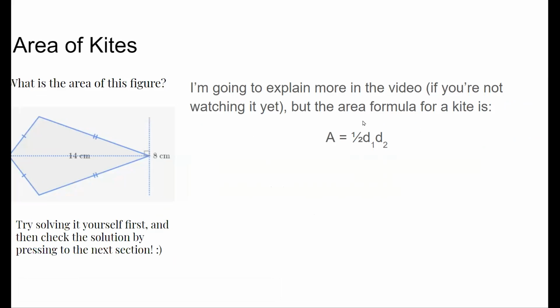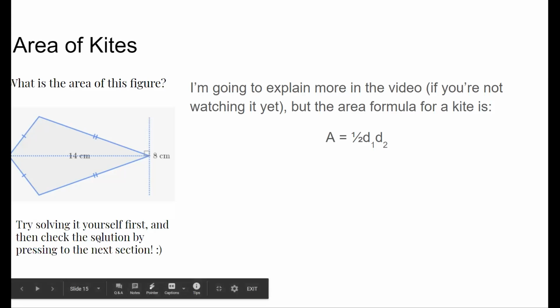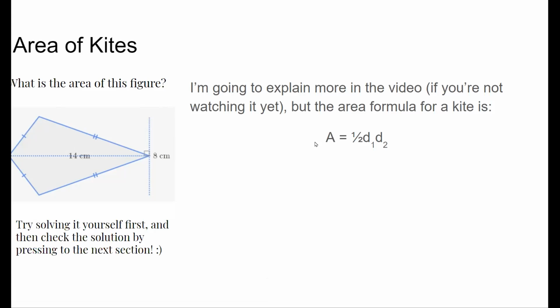All right, so area of kites. So what is the area of this figure? First try to solve it yourself, and then we can go over it. Anyways, the formula for the area is 1/2 diagonal 1 times diagonal 2.